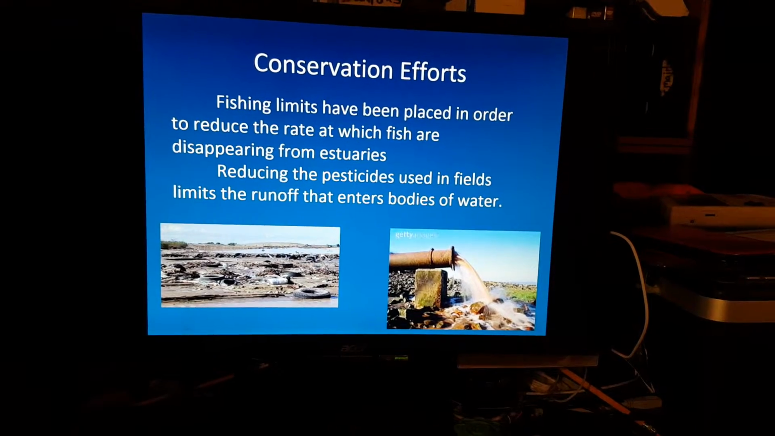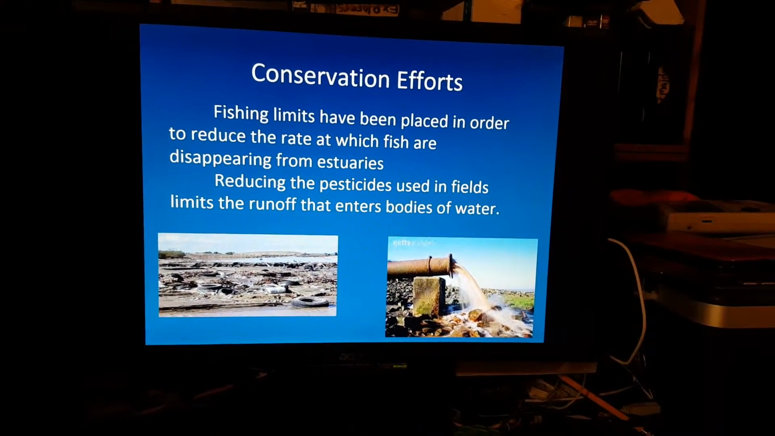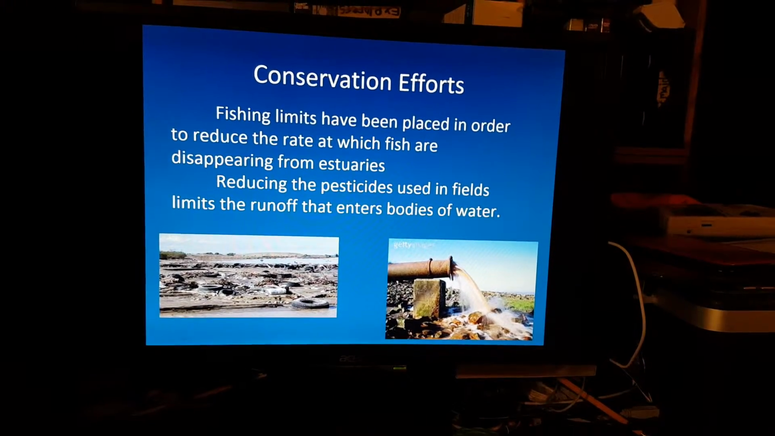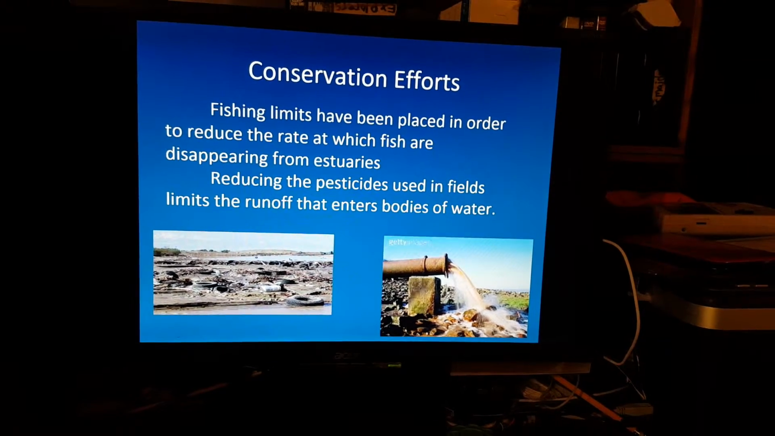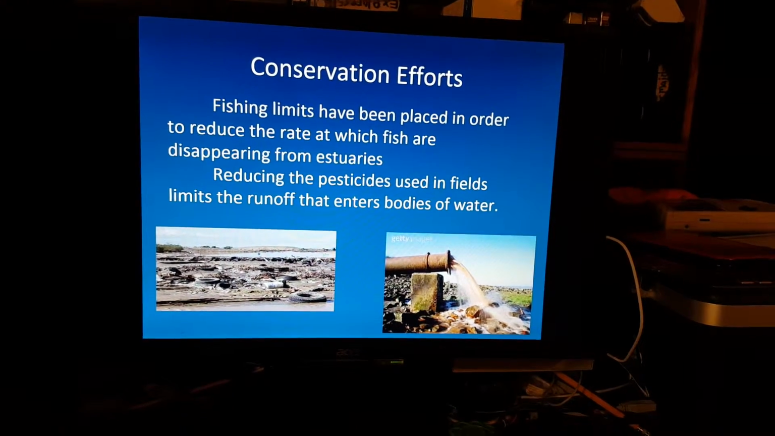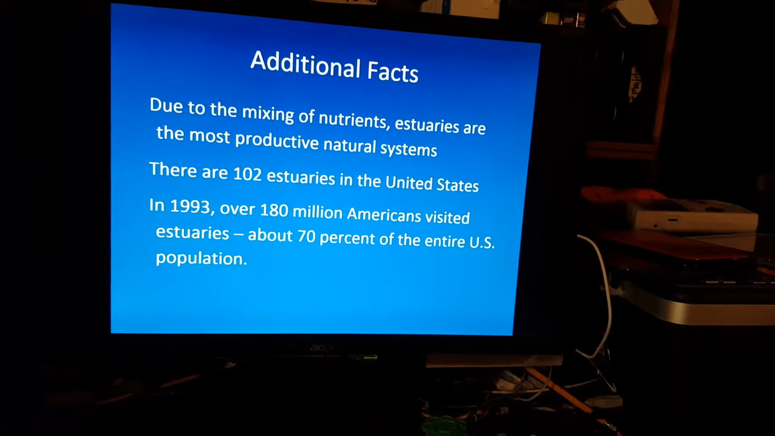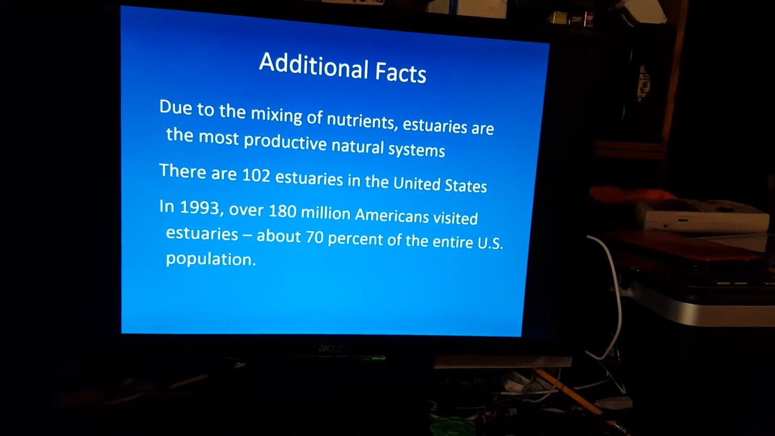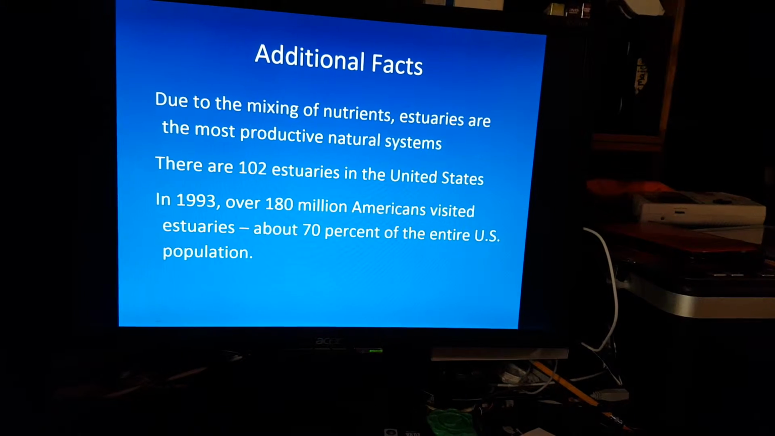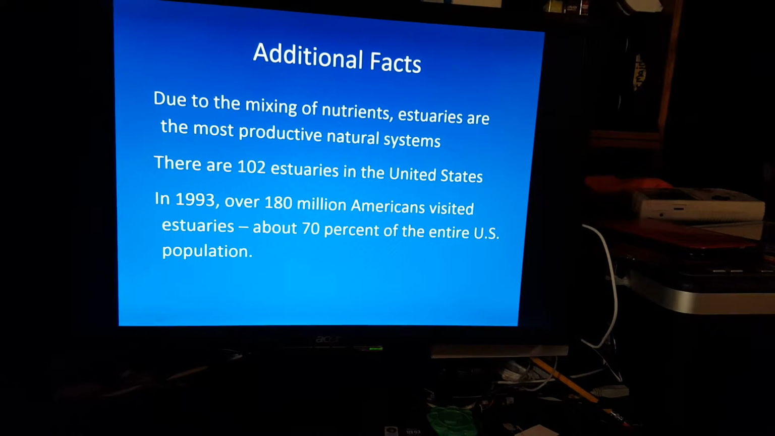Additional facts. Due to the mixing of nutrients, estuaries are the most productive natural systems. Estuaries include most commercially imported species of fish. Most fish depend on estuaries at some point in their life. Estuaries have become very important for the commercial value of humans. They can also be used as ports and harbors and are vital for shipping and transportation.